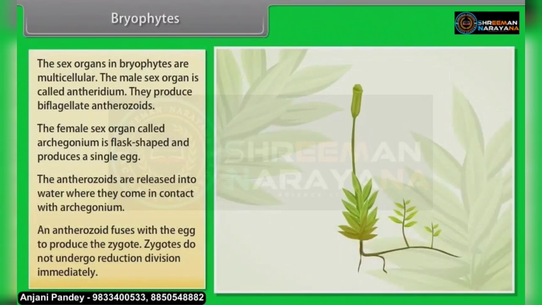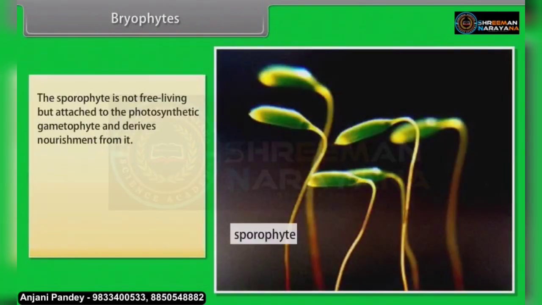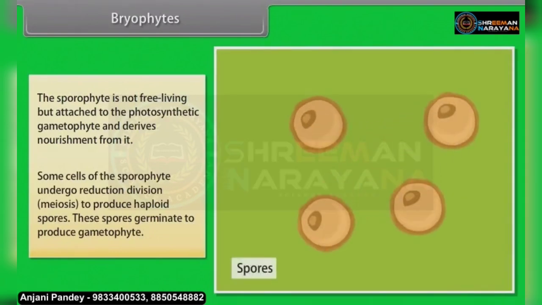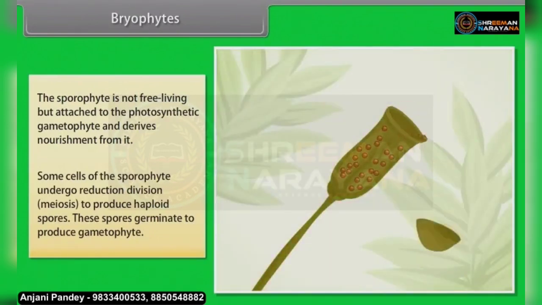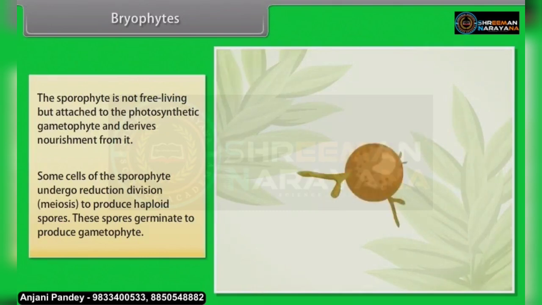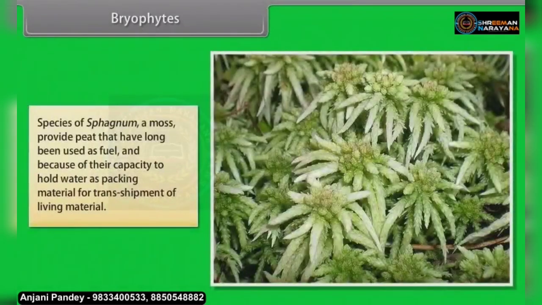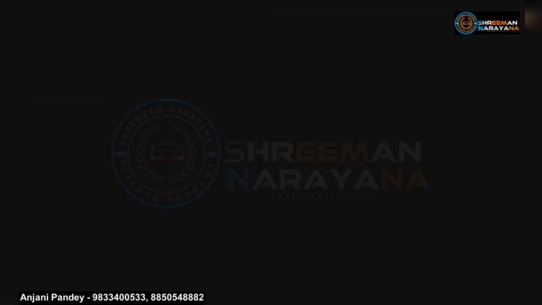Zygotes do not undergo reduction division immediately. The sporophyte is not free-living, but attached to the photosynthetic gametophyte and derives nourishment from it. Some cells of the sporophyte undergo reduction division, meiosis, to produce haploid spores. These spores germinate to produce gametophyte. Species of Sphagnum, a moss, provide peat that has long been used as fuel, and because of their capacity to hold water, as packing material for transshipment of living material.